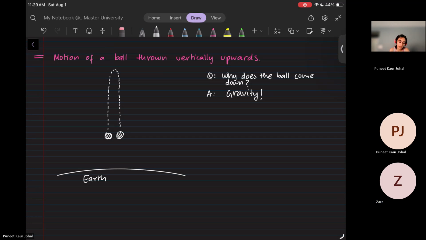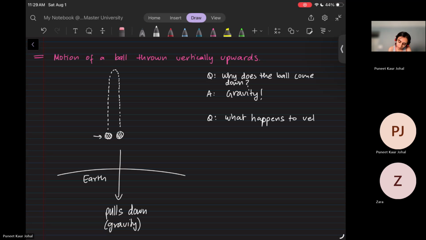What does Earth do? Earth always wants to pull things down. And how does it do that? Like you said, because of gravity. So the acceleration, actually, another question. Let's say you throw the ball up at a speed of like 10 meters per second. What happens to that velocity as the ball travels up? Options: stays the same, increases, decreases.